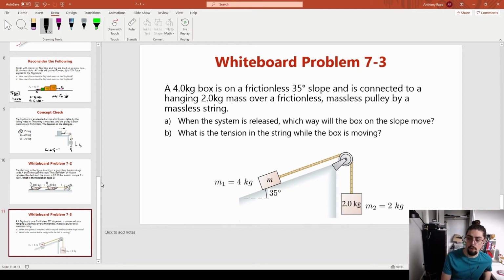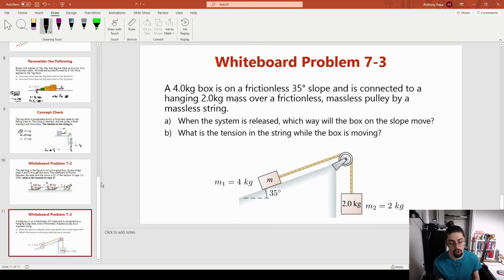So that's an interesting one. And second, what is the tension in the string while the boxes are moving? So we don't know what direction the motion goes to begin with. You are not entirely clear whether tension is greater than or less than the force of gravity yet. But I want you to take a look at this.